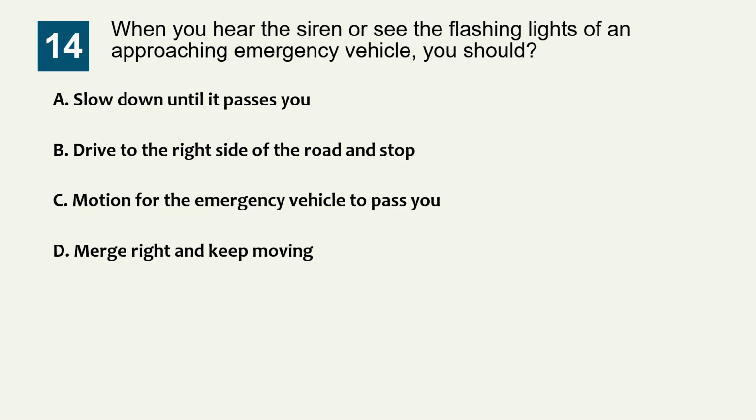Question 14. When you hear the siren or see the flashing lights of an approaching emergency vehicle, you should. Option A. Slow down until it passes you. Option B. Drive to the right side of the road and stop. Option C. Motion for the emergency vehicle to pass you. Option D. Merge right and keep moving.